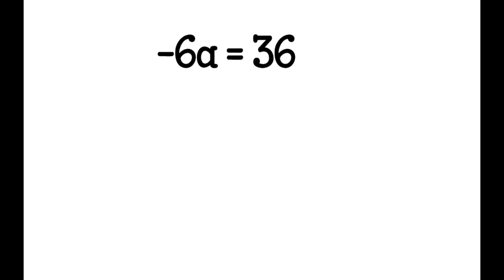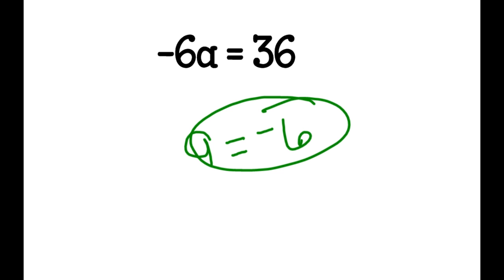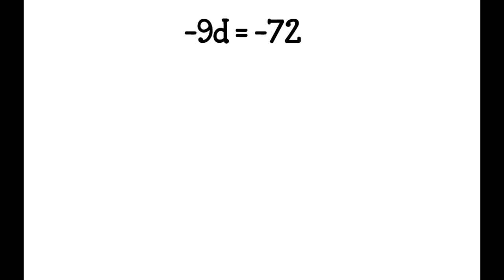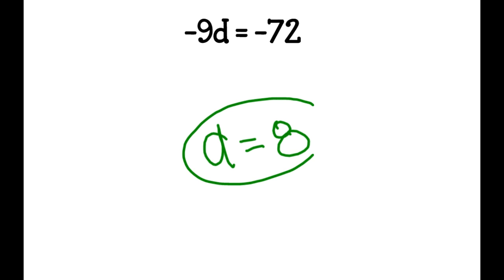Okay, go ahead and hit pause and try this one on your own. Then when you come back, a equals -6. Okay, last one. You should hit pause and try it on your own. And when you successfully do so, you should have gotten d equals +8, because a negative divided by a negative is a positive.